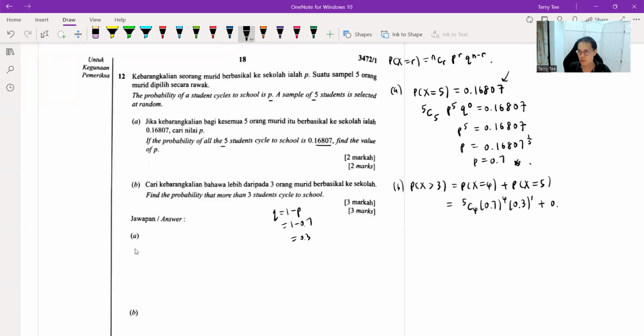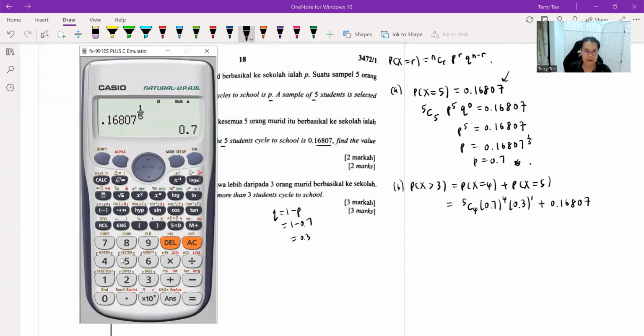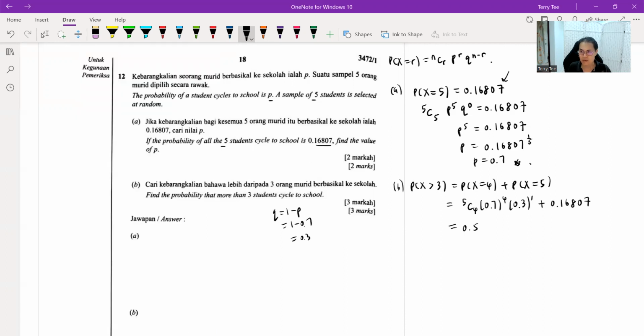Then you add 0.16807. Let's calculate this. 5C4 is just 5. Then you multiply with 0.7 power 4, and then multiply with 0.3. Whatever you get here, we just add 0.16807. There you go, 0.5282. You don't have to give too many decimal places, 4 decimal places is good enough.